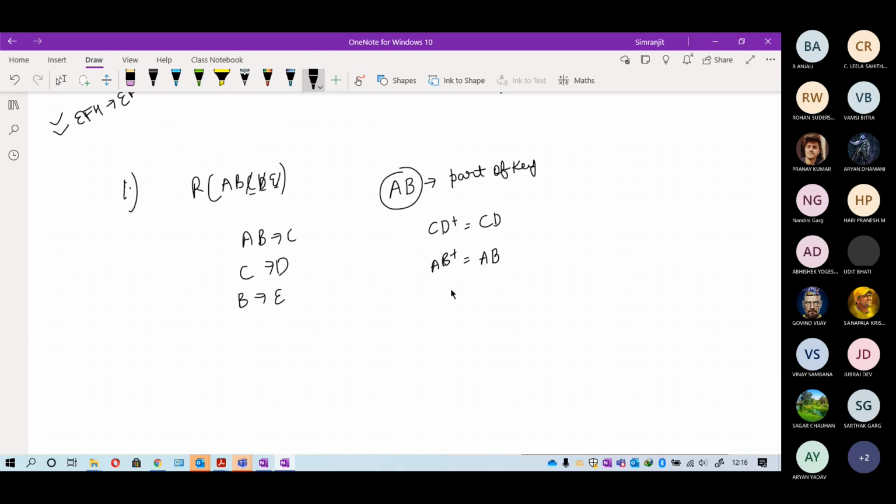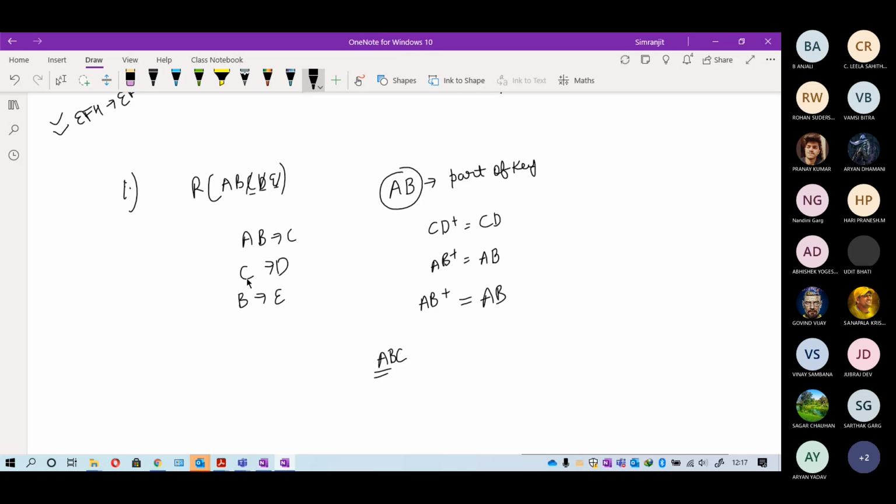Now, if you see here, AB plus has to be part of the key. If it becomes a candidate key, there is no other combination that will be available to you. Why? Because AB has to be part of the key. If I try any other combination like ABC, it will become a super key. So first try AB.